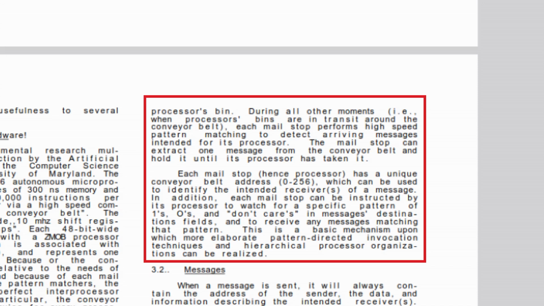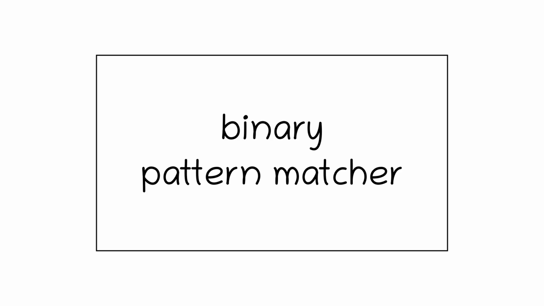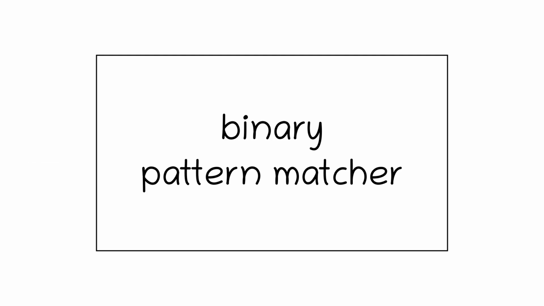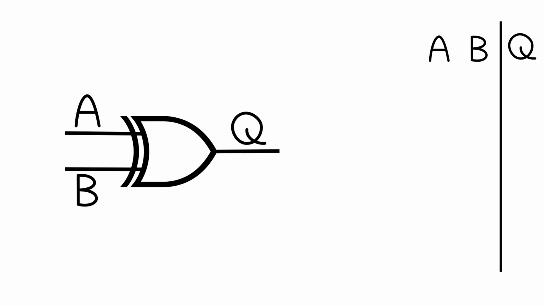So let's do that. What does our pattern matcher do then? Basically, it just tells you whether two numbers are the same or different. And that's it. Now all we need to do is make it with electronics. And to do that, we're going to use our old mate, the XOR gate. The XOR gate has got two inputs, A and B, and an output Q.